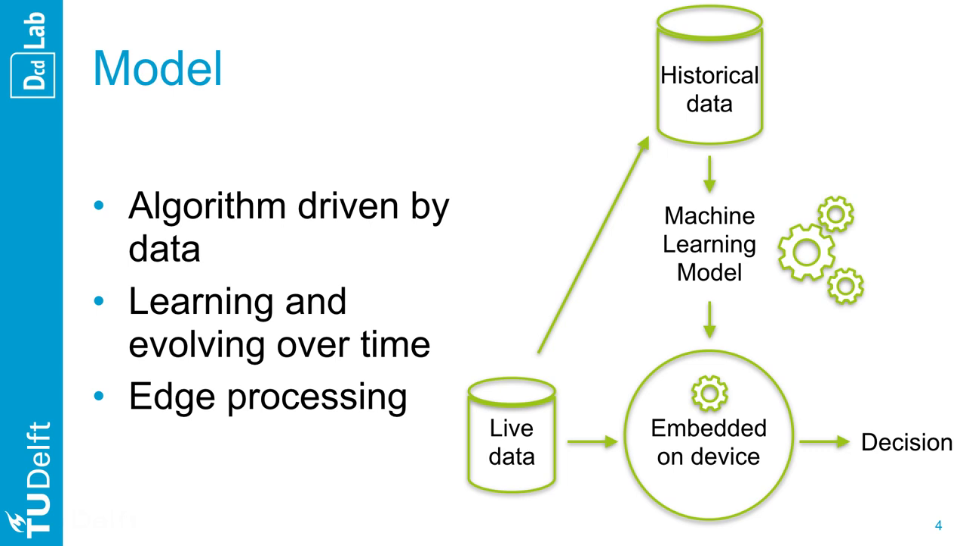When the algorithm cannot run on the device because of resource limitation, the signal can be pre-processed to minimize the transmitted data. These are ways to reduce data communication, to speed up the feedback loop, and mitigate data leaks.